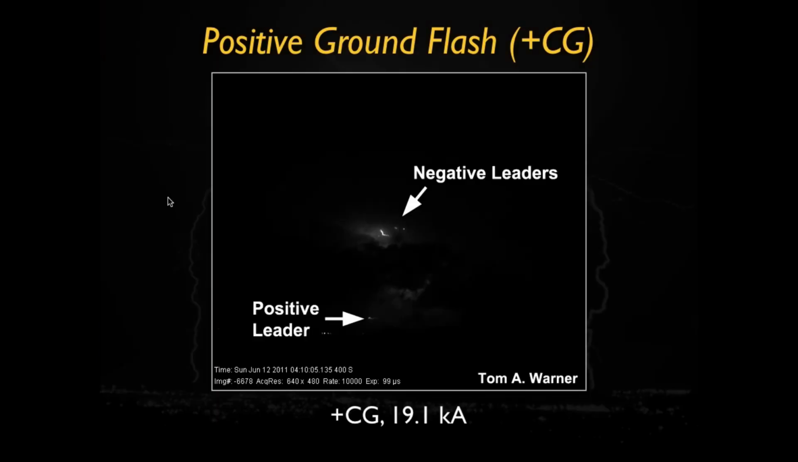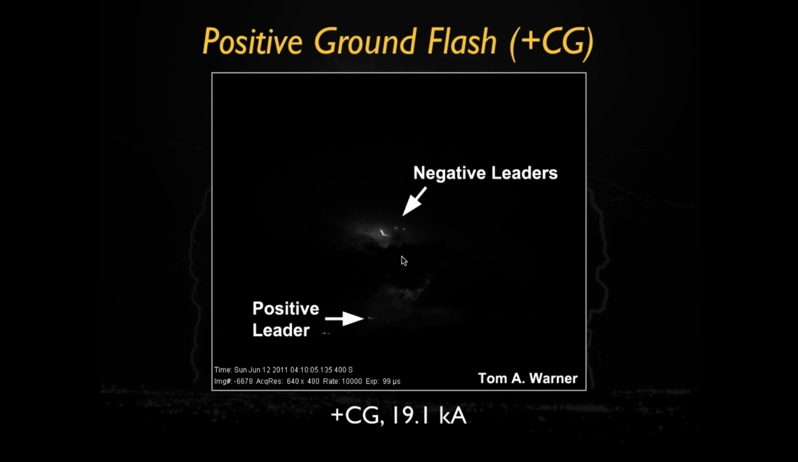And let's take a look at a couple of these. Now this is one example in which we actually see both the positive and the negative end of the leader. We see a positive end, basically a non-branched meandering bright positive leader, propagate to ground, causing a return stroke, which recorded an estimated peak current of 19.1 kiloamps by the NLDN.